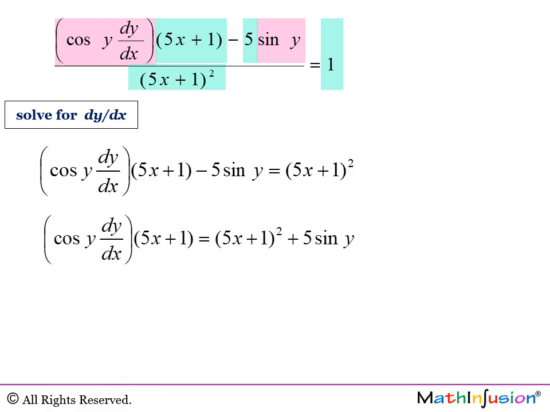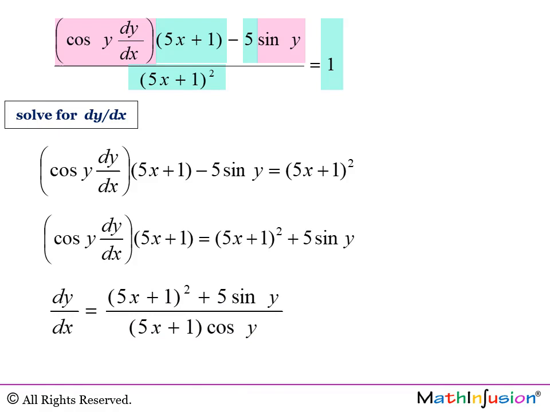Now we have to separate the product and everything that goes with the dy/dx from all the rest by adding 5 sin y to both sides. And now we're going to divide by everything that is multiplying the dy/dx, and we get this.